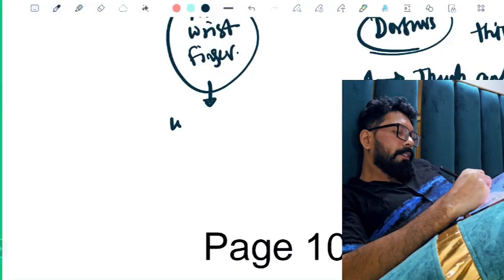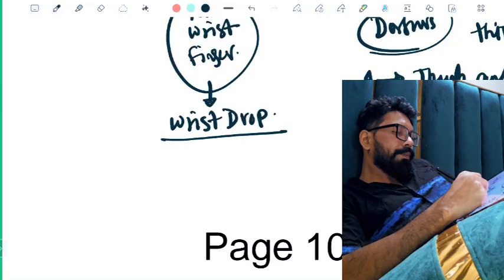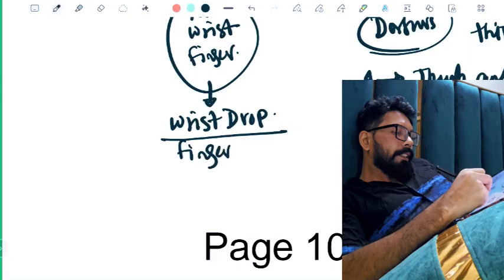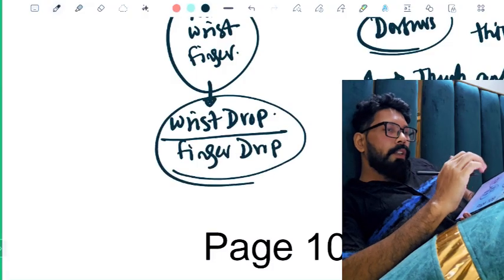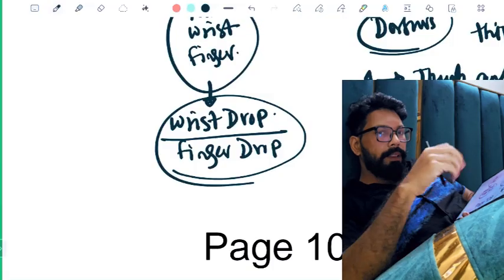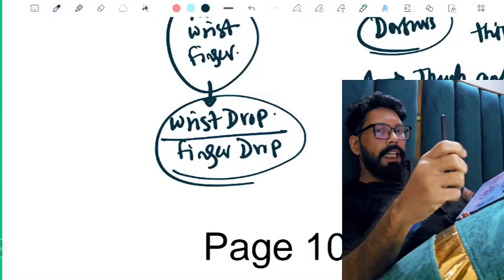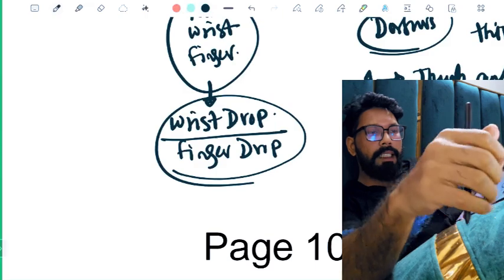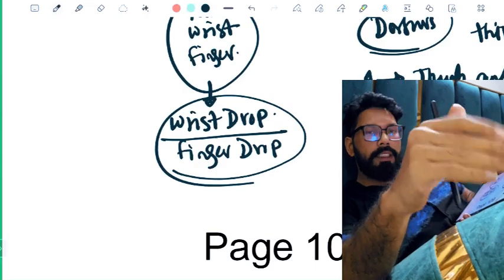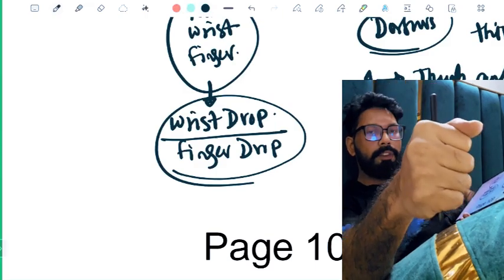So we will have wrist drop, finger drop. Okay. And what will happen if we have these extensions impaired? If you want to grab this pen or suitcase or hold something tightly, what do you need to do? First, you need to extend your hand and then you have to hold it.